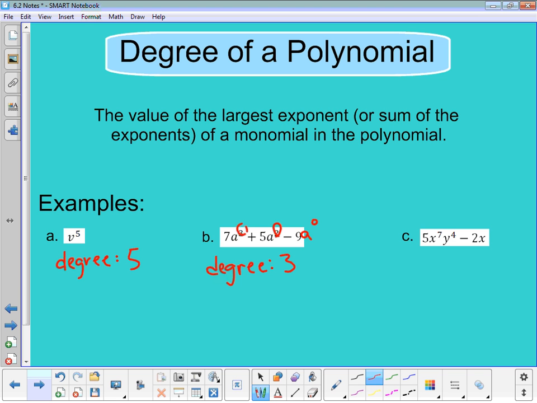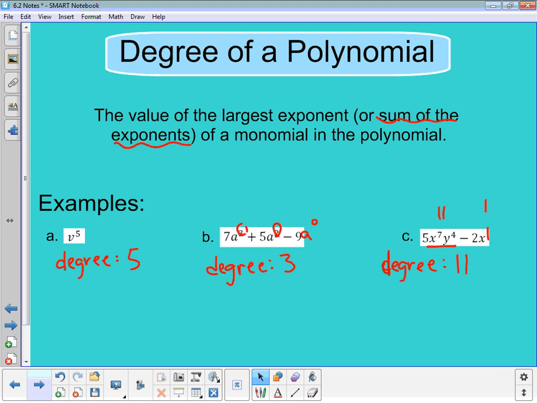Now in part C, there's 2 variables in one of the terms right here. So I have to add those 2 together. That's what it means when it says sum of the exponents. Since there's 2 variables in that one term, I take 7 plus 4 and I have 11. This term only has a degree of 1, so I have a degree 11 polynomial. Okay, so that's just looking at the degree.